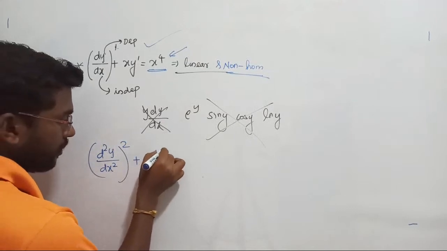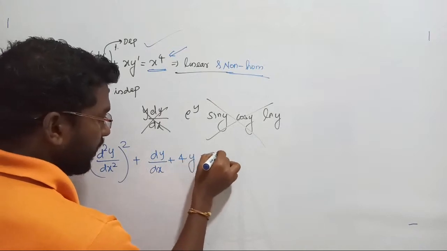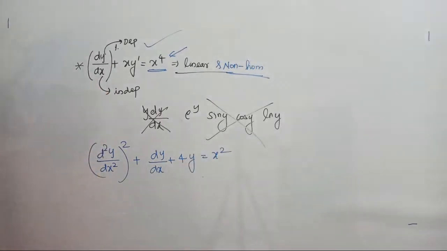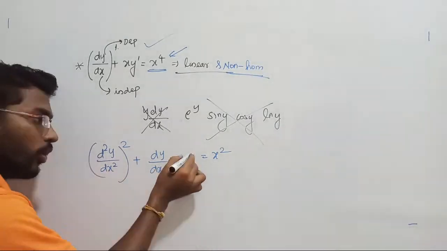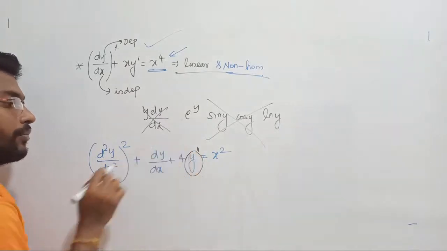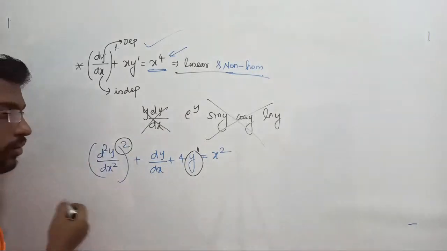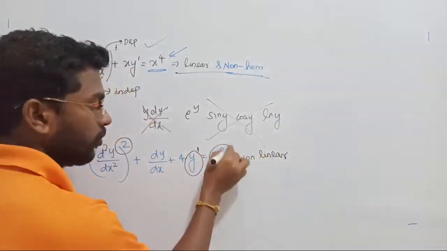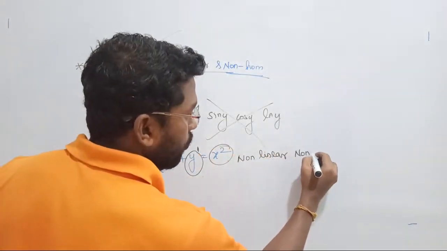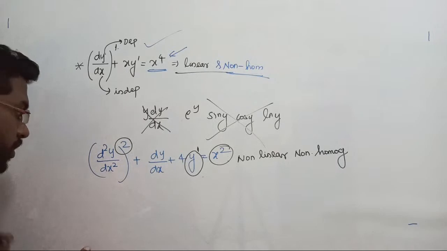Let us consider dy upon dx plus 4 times y equal to x power 2. Is it linear or non-linear? What I told you: the degree of the differential coefficient must be 1. The dependent variable y has degree 1, happy. But the problem is the degree of this differential coefficient is 2. Is it linear? No. Correct answer: non-linear. Homogeneous or non-homogeneous? Non-homogeneous. Non-linear, non-homogeneous equation. Any doubts? No. Let's see the next one.